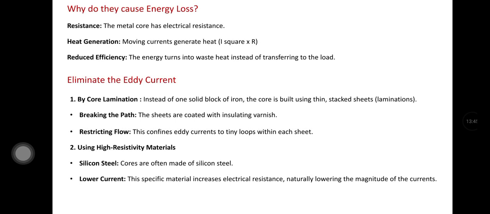Why do they cause energy loss? Resistance: the metal core has electrical resistance. Heat generation: moving currents generate heat, I squared R. And reduced efficiency: the energy turns into waste heat instead of being transferred to the load.